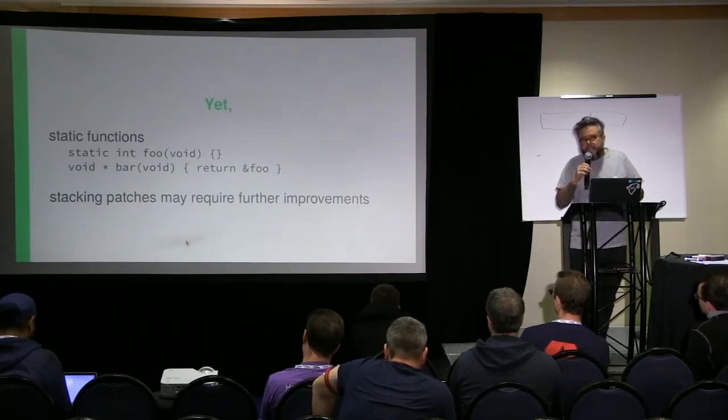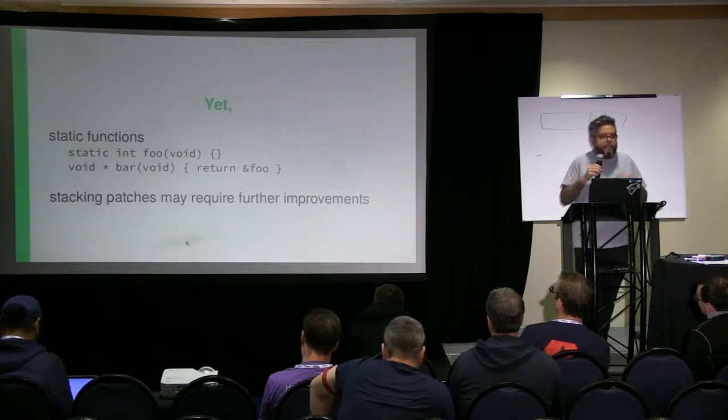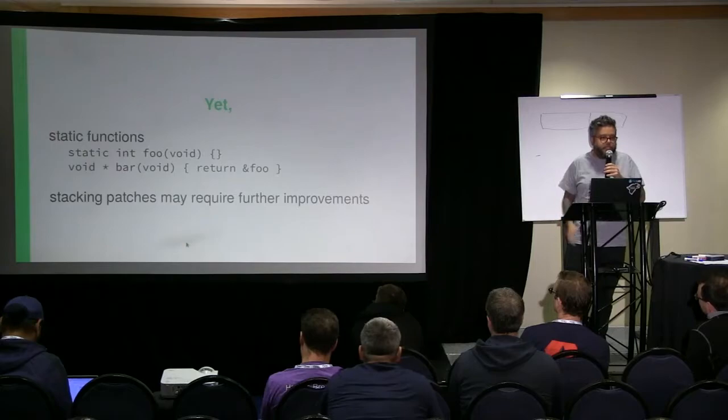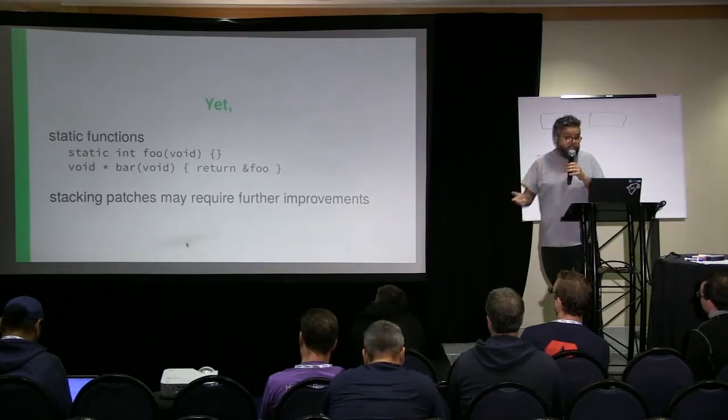We are already thinking about ways to solve this, maybe emitting stubs in the beginning of static functions, but we are not quite sure yet. We're still thinking, and ideas are very welcome.